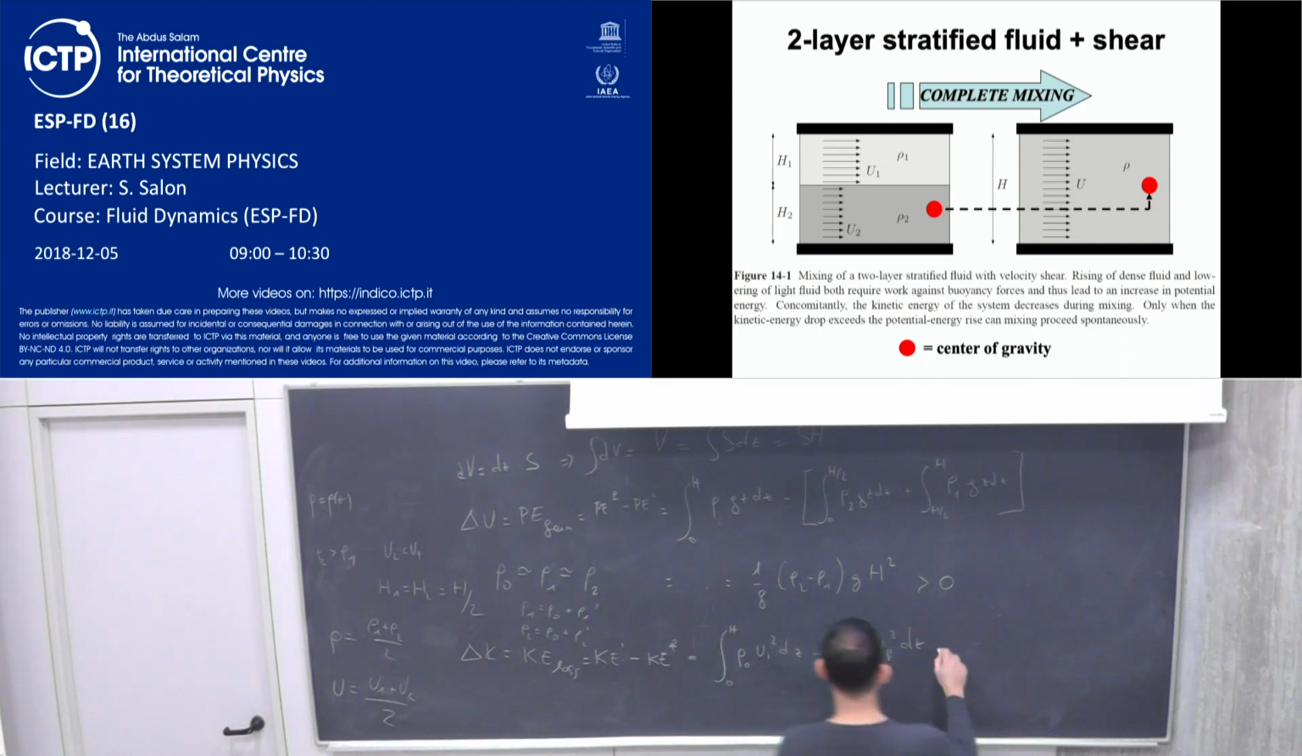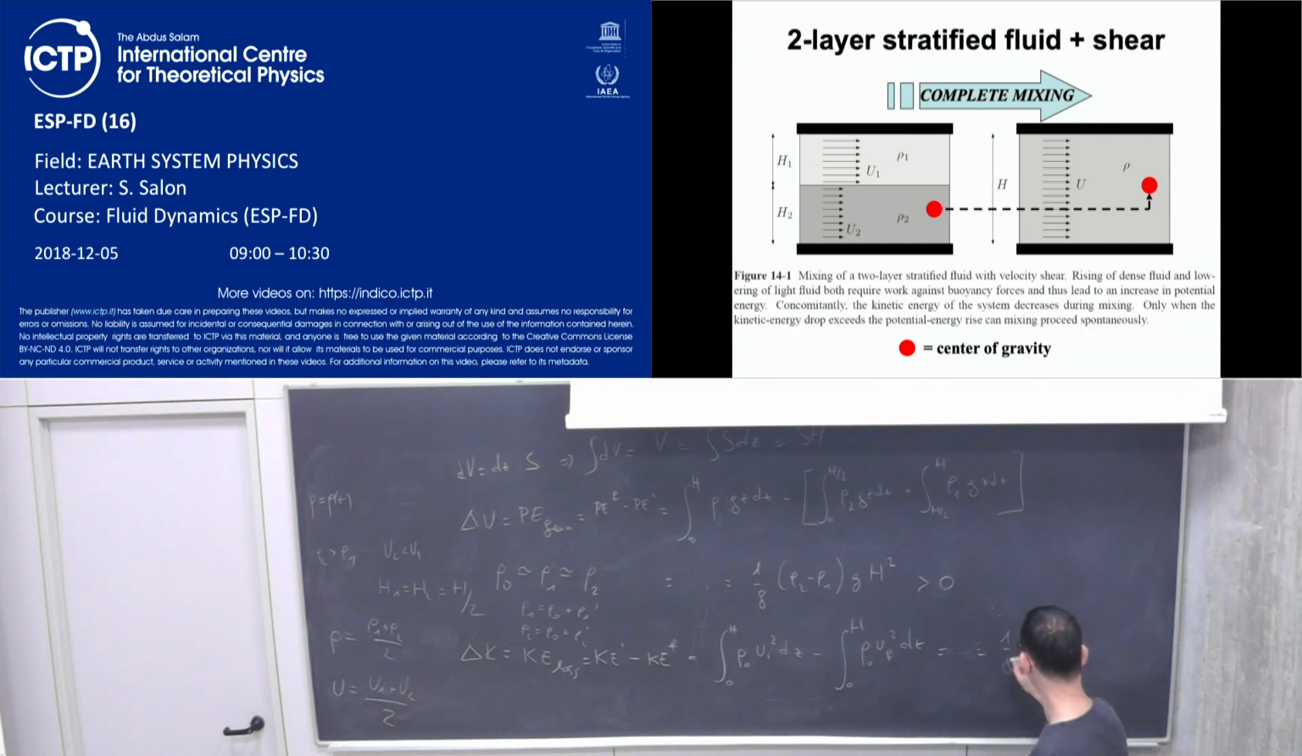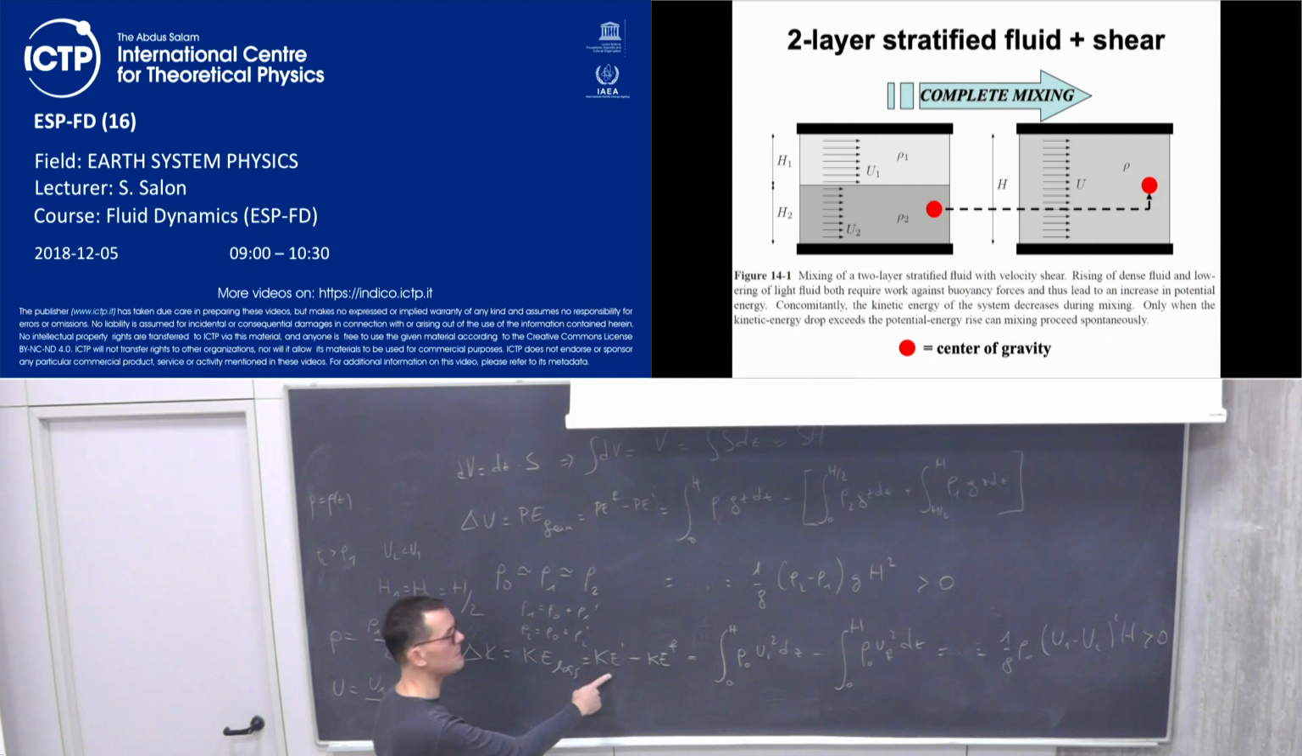Okay, at the end, what we have is 1/8 rho 0 (u1 minus u2) squared h, which again is positive. Of course, it's a loss. I mean, it's the value of the loss. So it means that the kinetic energy at the beginning is actually larger than the kinetic energy at the final state.